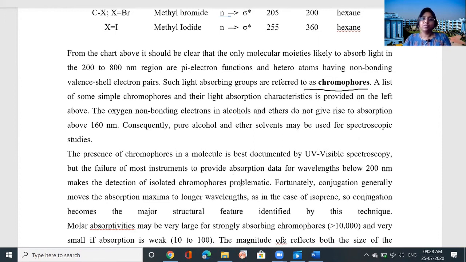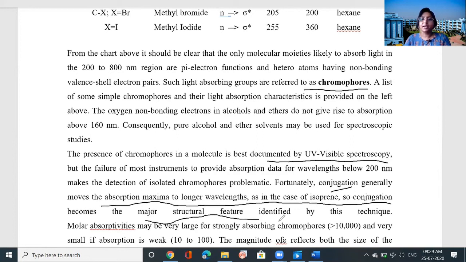The presence of chromophores in a molecule is best documented by UV visible spectroscopy. So from UV visible spectroscopy, we can identify the chromophores. And conjugation generally moves the absorption maxima to longer wavelengths, as in the case of isoprene. So conjugation becomes the major structural feature identified by the technique.